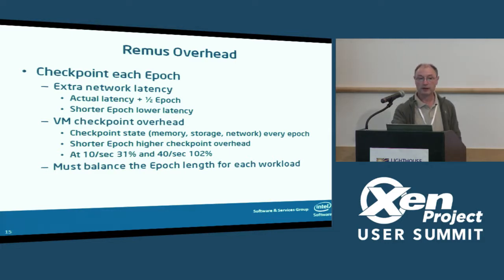Then the other overhead here is the checkpointing time. And really, you're just copying the memory storage, the network interface information that you need to. And the overhead, if you're doing that 10 times a second, is about 31%. This is out of their paper. If you do that 40 times a second, so that's 4 times more stuff, then you end up with about 100% overhead. And so you really try to balance that for your application.